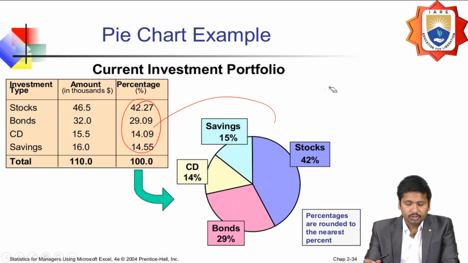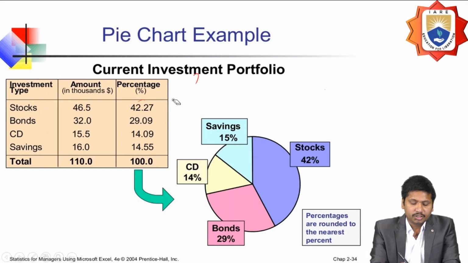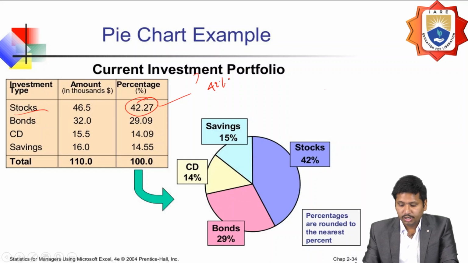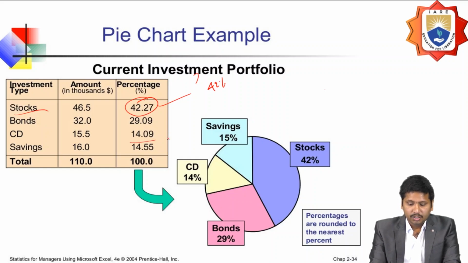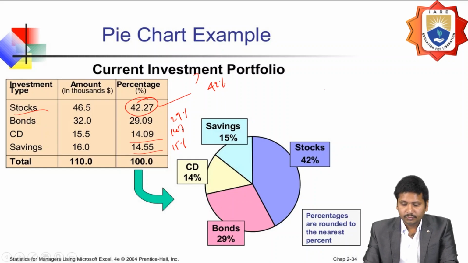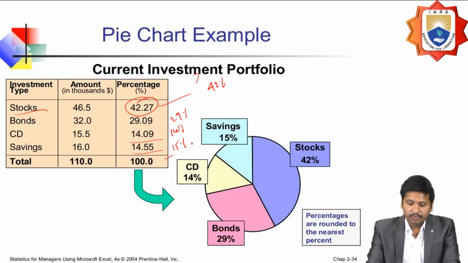So let's take an example. Just now, the current investment portfolio. For that I'm going to represent the percentage of this problem in the form of data visualization. So what are the values I'm going to convert to percentages? That should be rounded off to the nearest value. Suppose I consider the first one, that should be the stocks, right? So for that 42.25 I can mark as 42 here. And similarly for savings, it should be marked 15%, and this one should be 29%, and this should be 14%. Like this I'm going to mark, and the sum of all the percentages should be equal to 100%.